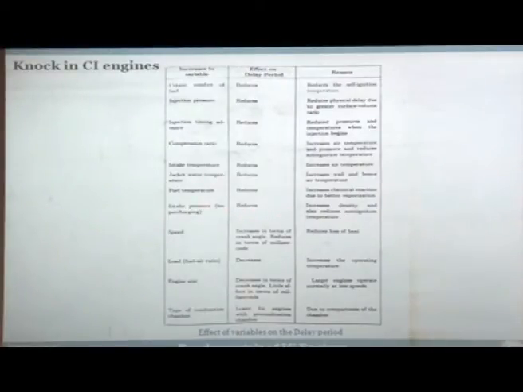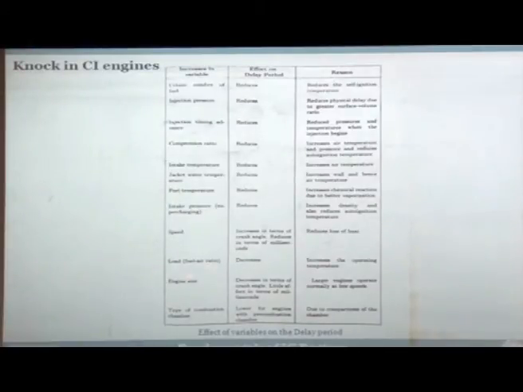So all these three or four factors somehow accelerate the chemical reactions. They make hotter and higher pressure conditions in the combustion chamber, which is going to reduce the delay period. If you increase the speed, the delay increases in terms of crank angle but reduces in terms of milliseconds, so this will reduce the heat loss.